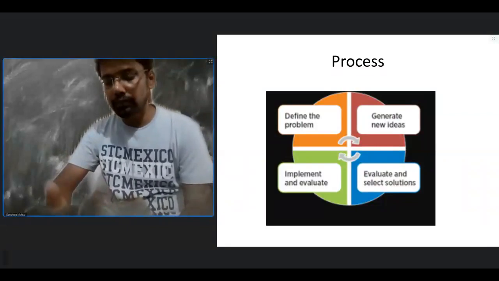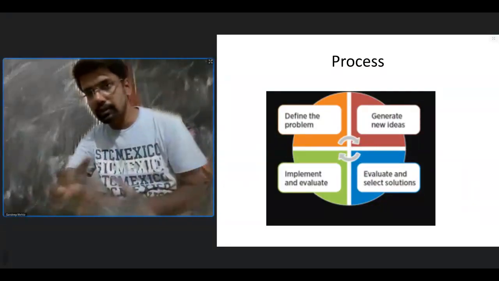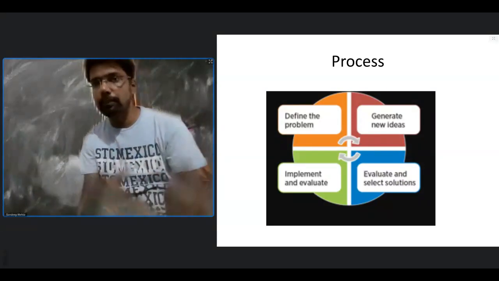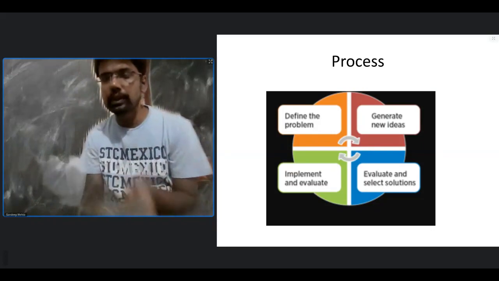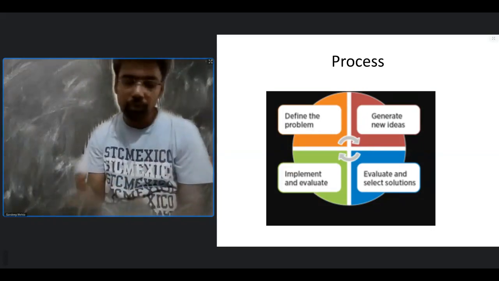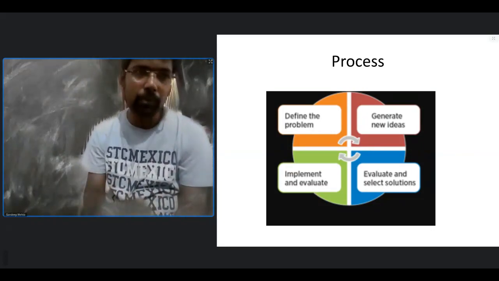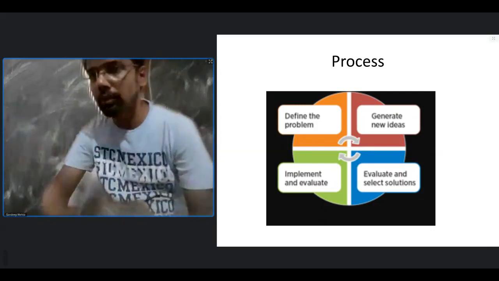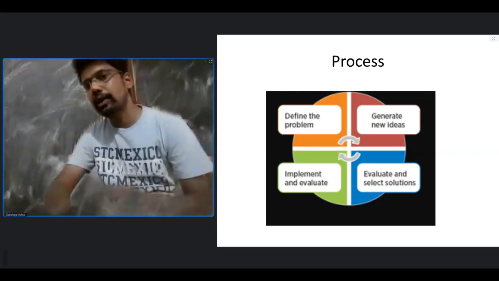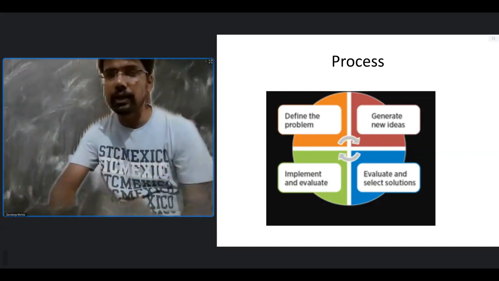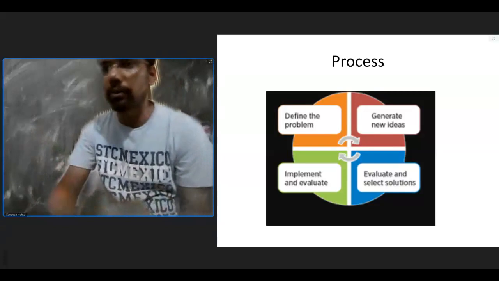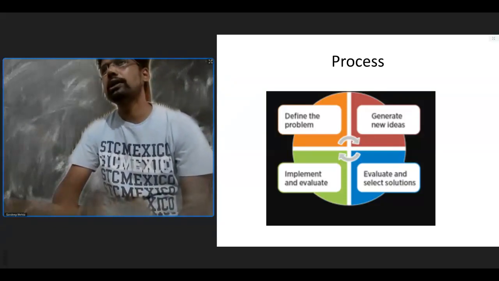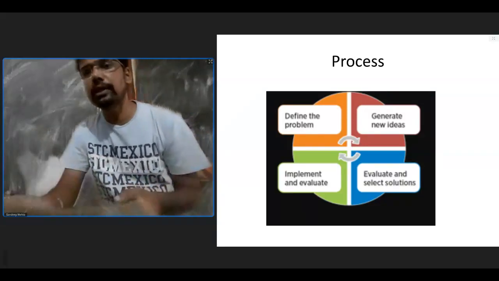So the process actually involved is a very simple and circular way. You're seeing that this keeps on happening. You define the problem, then you generate new ideas. Before defining the problem, you should not come out with the idea. Basically, they're saying that first you define the problem, then generate the idea, then evaluate and select the solution, and then implement and evaluate. Then again, you can define the problem, so it's a circular motion which you can go through.